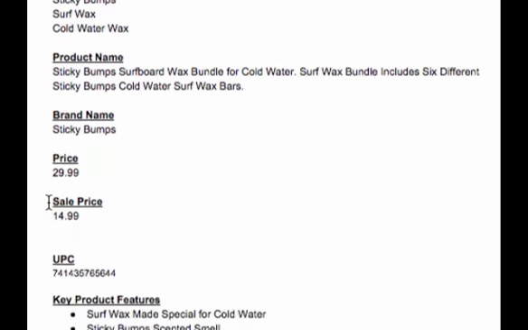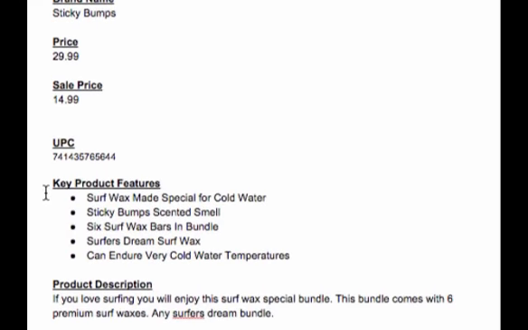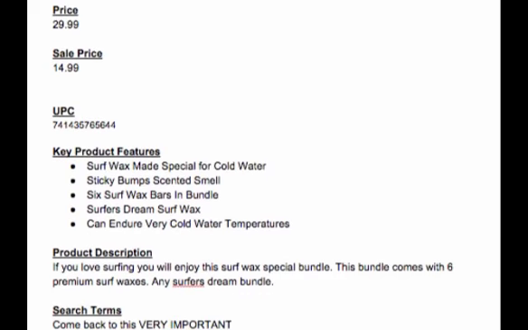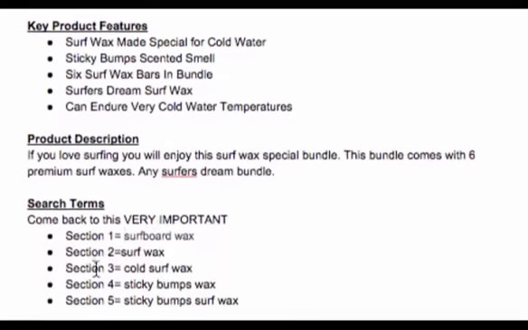Brand name, stay the same. Price, sales price, UPC. Key product features here. We just make them short and sweet, but we still encompass some of our search terms, more for the conversion of the customer, not for the search benefit. Product description, a lot of people like to make it extremely long. I like to make them short and sweet because I think unless a person's buying a $300 eye cream, they really want to just understand what it is in the shortest amount of time and then click on it and buy it.